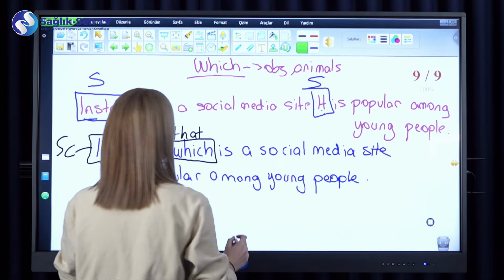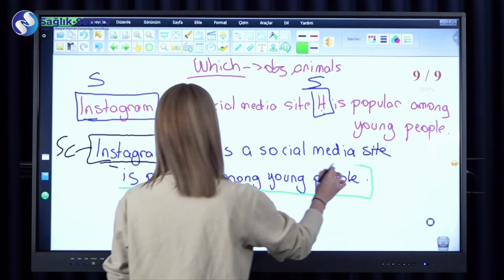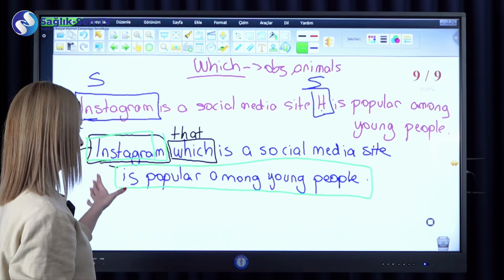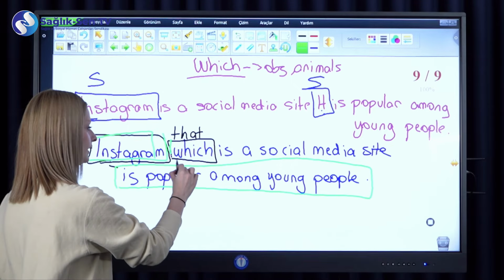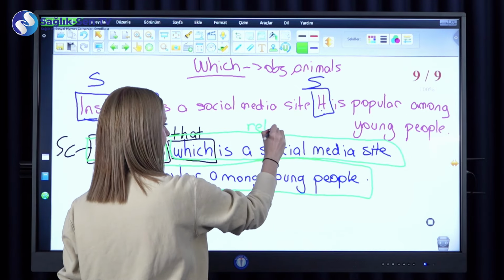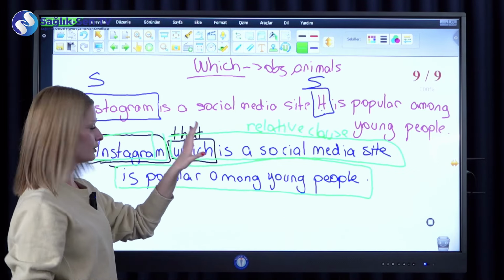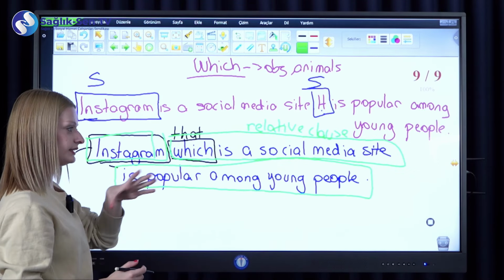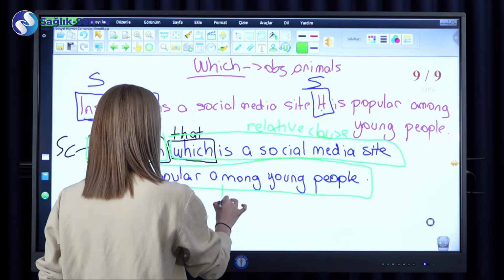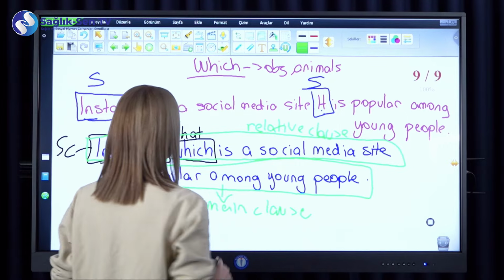Now, here in this sentence, my main clause is Instagram is popular among young people. Here, which is a social media site, is the relative clause. You can count this as one main clause, but then it goes into detail on its own. This is the main clause, and this is the relative clause.